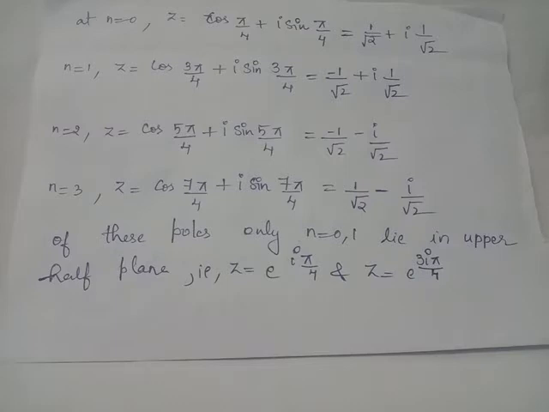We identified poles given by the points n equals 0 and n equals 1. Only these two poles lie in the upper half plane, and we can rewrite the pole z equals cos pi by 4 plus i sin pi by 4 as e raised to i pi by 4 using Euler's identity. Similarly, by using the same Euler's identity, we can rewrite the pole z equals cos 3 pi by 4 plus i times sin 3 pi by 4 as z equals e raised to 3 i pi by 4. It's enough to evaluate the residues at these poles which lie in the upper half plane.